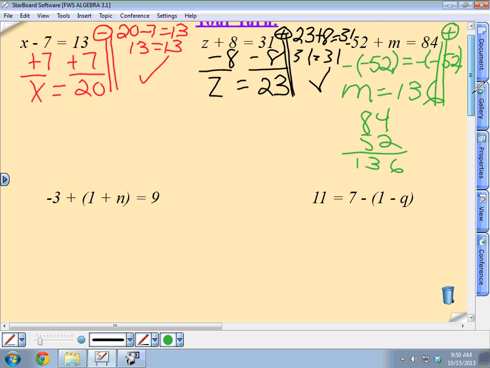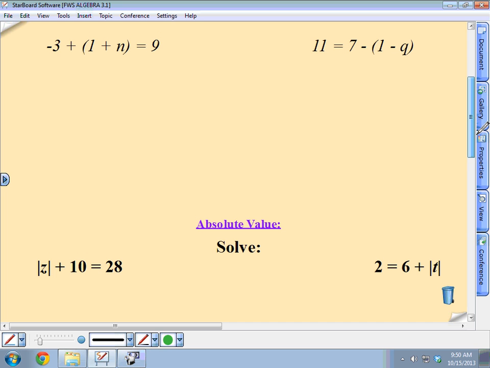Good job. Nathan, you're up. Let's see here. We have negative 3 plus 1 plus n equals 9. I saved the harder ones for you. Okay. So the first thing I want to do is transform this equation by substitution. So what things there do I already know that I can substitute for? Negative 3 and 1. Okay. So everyone see that? Negative 3 plus 1, you can substitute for that. What is it? It's negative 2. So negative 2 plus n equals 9.